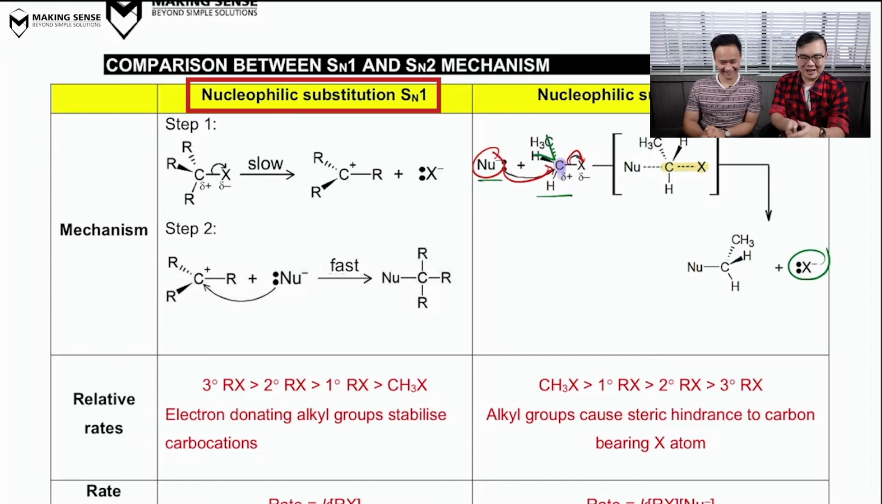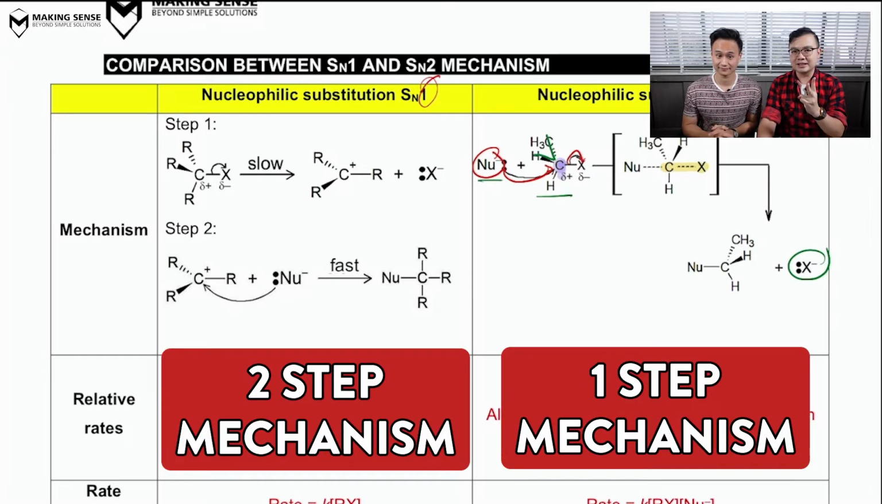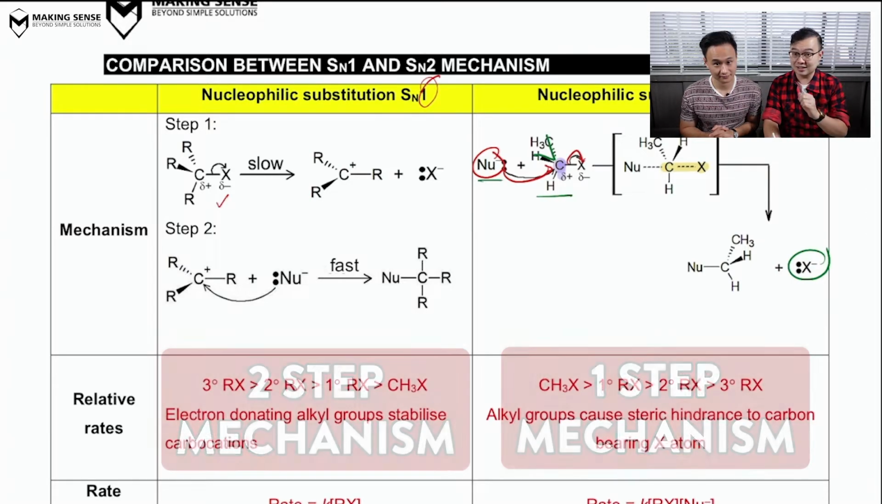But anyway, coming back to your SN1 mechanism, as Mr. Tim suggested, the 1 over here does not really mean that it's a one-step mechanism. In fact, it is a two-step mechanism, but the 1 actually represents just having 1 molecule in the slow step.